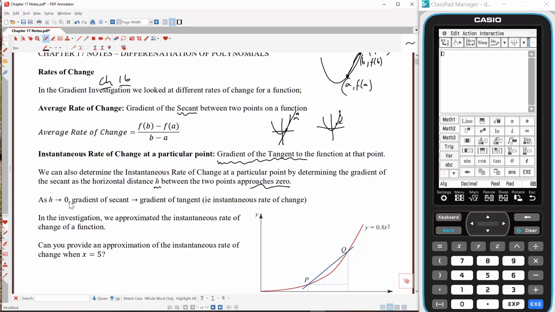Now we can say this. As h approaches 0, as the horizontal distance approaches 0, that's this thing here, the gradient of the secant approaches the gradient of the tangent. I meant to write approaches there. So if you see this arrow here, you need to replace it with the word approaches. So as the horizontal distance approaches 0, the gradient of the secant approaches the gradient of the tangent. And the net result of that process is the instantaneous rate of change.